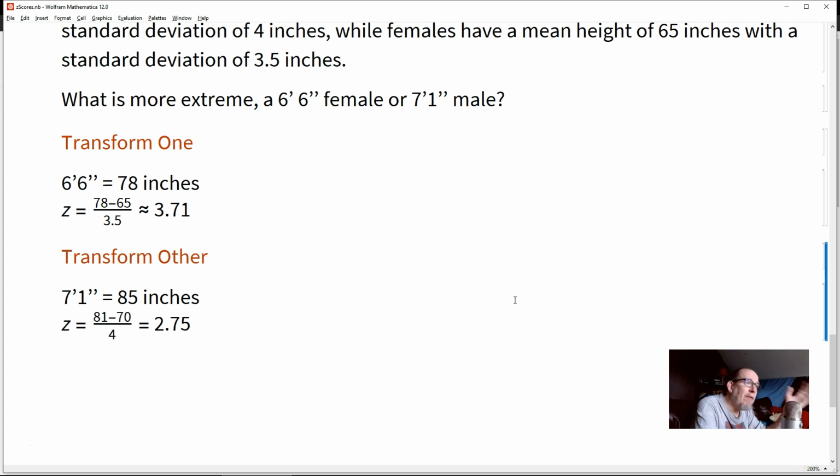And then I subtract 70 inches, the mean height of males. So that gives me what? 15 divided by 4. That's 3.75. That's very unlikely. It's very extreme. But look, that 6'6" female or taller is 3.71 standard deviations from the mean. Very unlikely. Small probability of that happening. Why? Because a very small portion of the population are female and have that height or higher. While 2.75 is nothing to sneeze at, it's not as extreme.